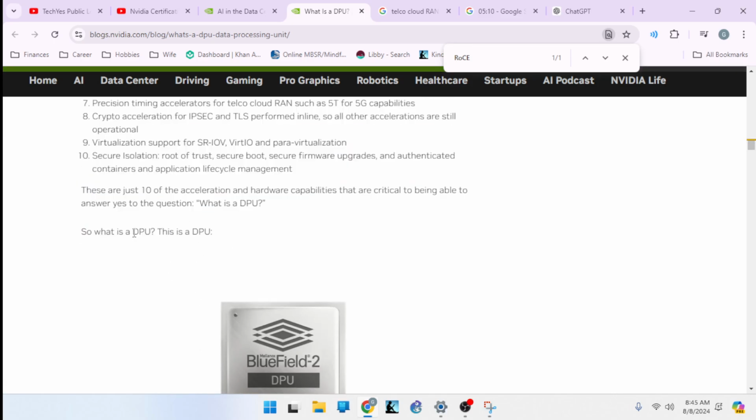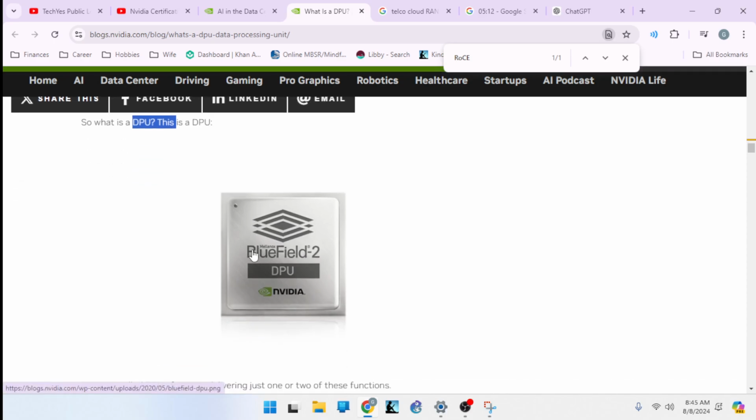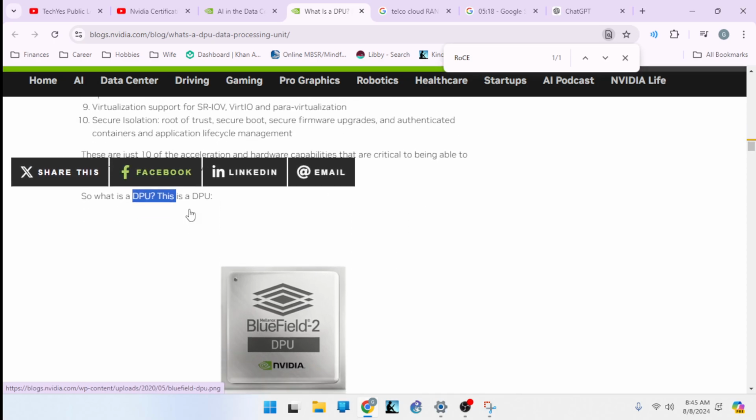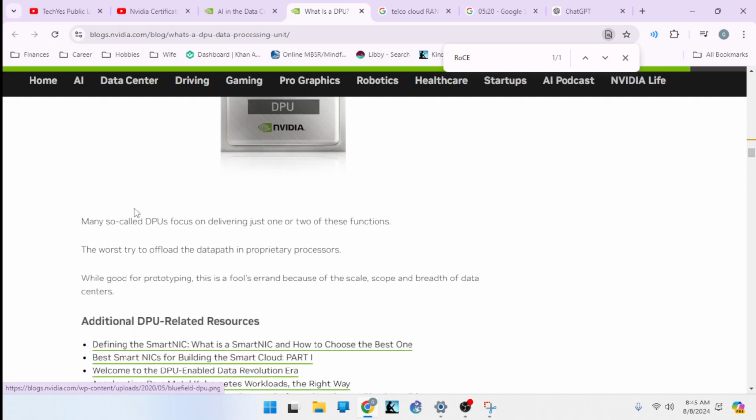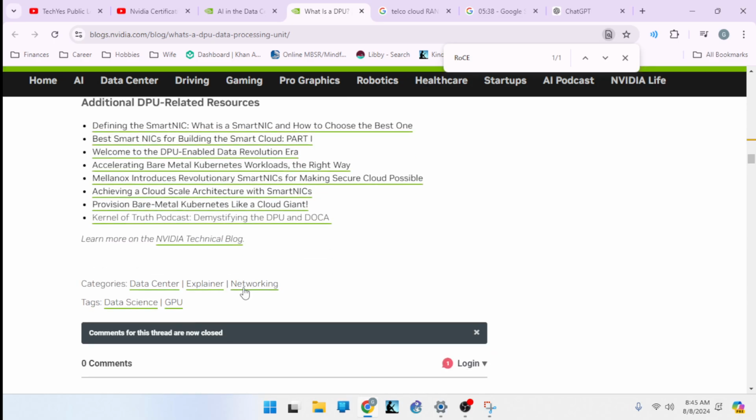So what is a DPU? This is a DPU. It looks just like a CPU, and it does contain a CPU. Many so-called DPUs focus on delivering just one or two of these functions. The worst try to offload the data path in proprietary processors. While good for prototyping, this is a fool's errand because of the scale, scope, and breadth of data centers.